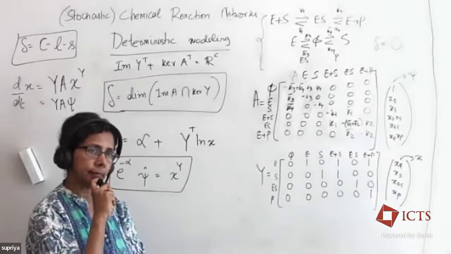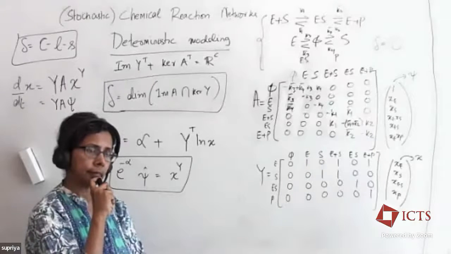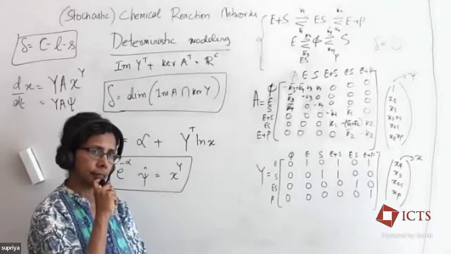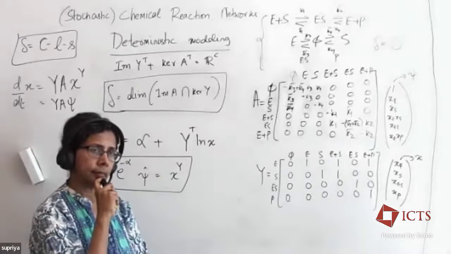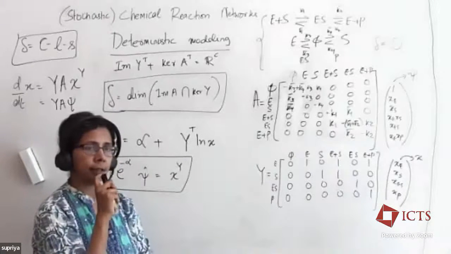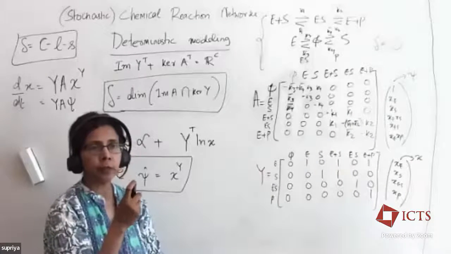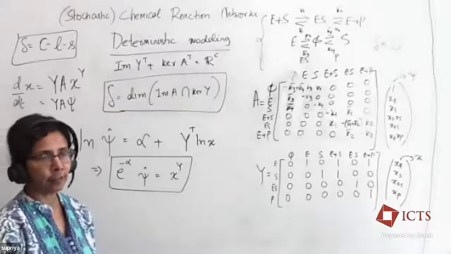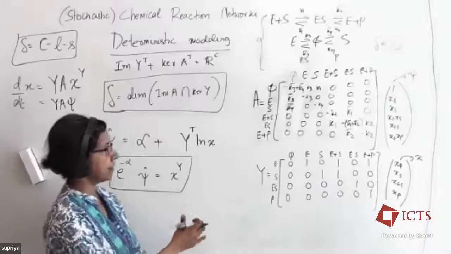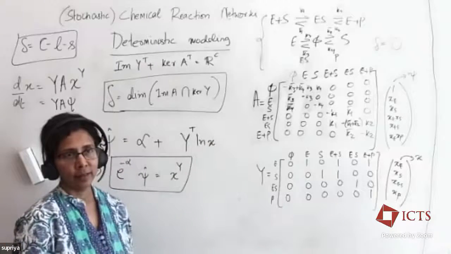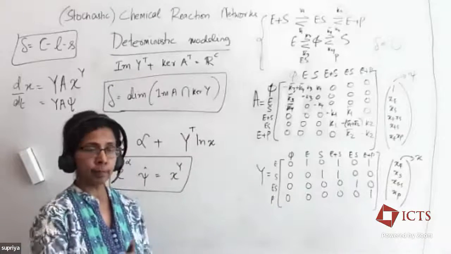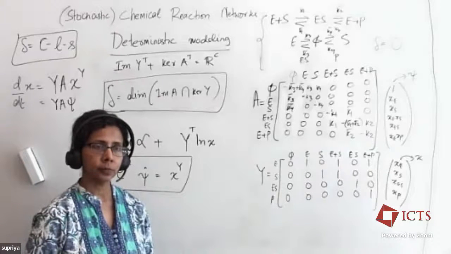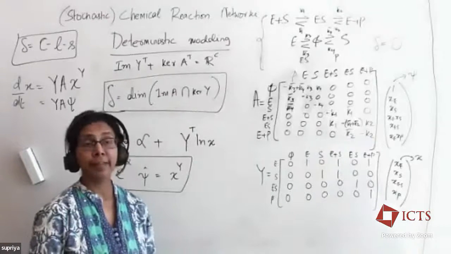Right. So somehow psi hat you're expressing as a sum of vectors in the kernel of A transpose and y transpose log x, which is the image of y transpose, because log x, or whatever x, it doesn't matter. It's y transpose acting on something, and what it spits out is something that lives in the image of y transpose. By definition, right?